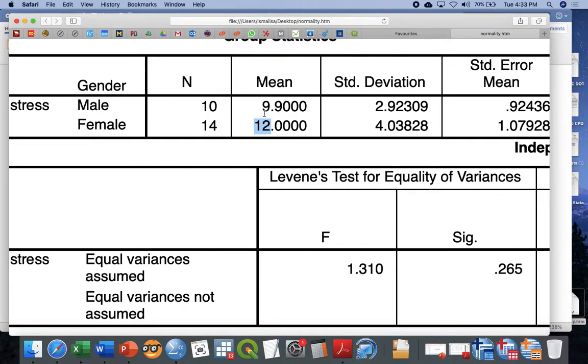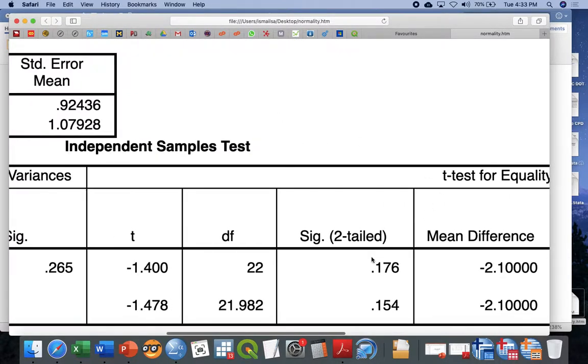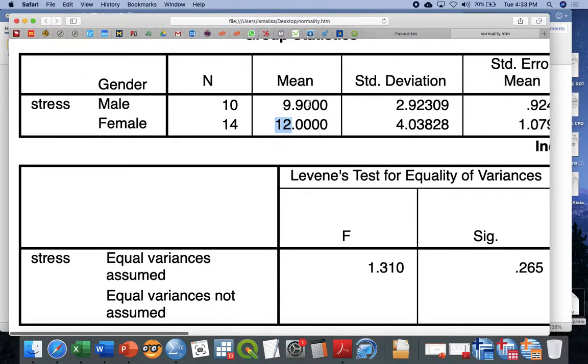But you must remember, ladies and gentlemen, is the result significant or not significant? Not significant. That means if you say the female is stressed, the male is also stressed. Same. That means there is no difference. 9 or 12, same. When you feel stressed, another age or another gender also feels stressed. That means there is no difference. Do you understand?